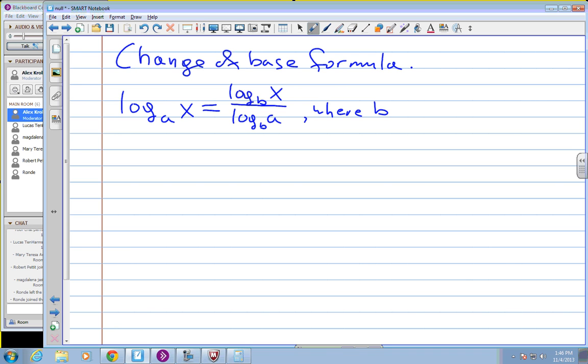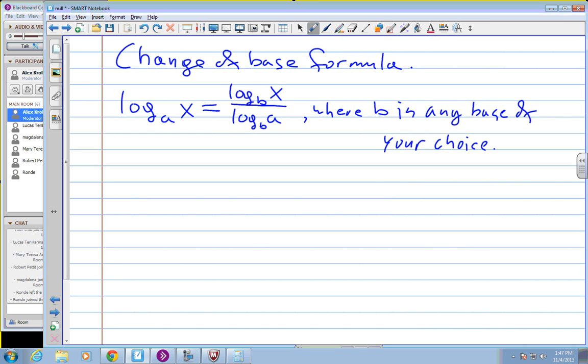where b is any base of your choice. So that means you can take any logarithmic expression and change it to any base that you like. All right? That b number is solely up to you.